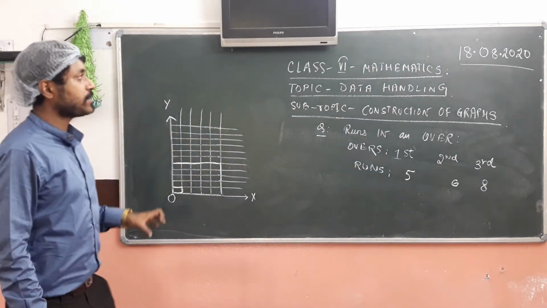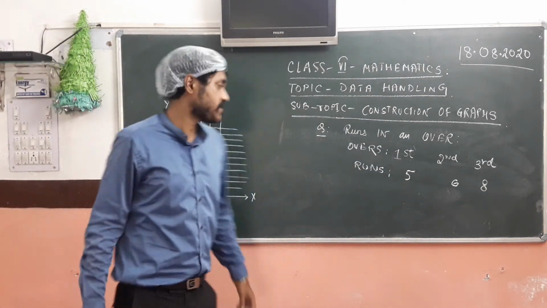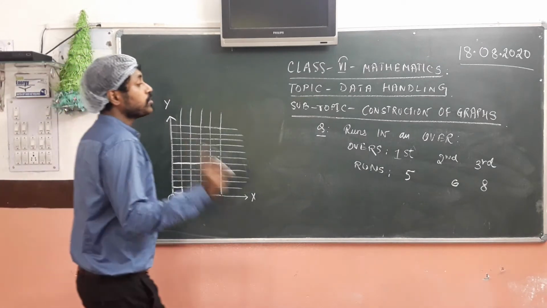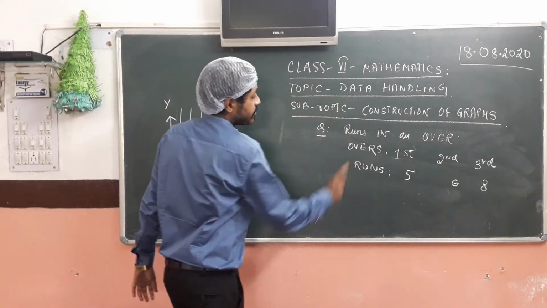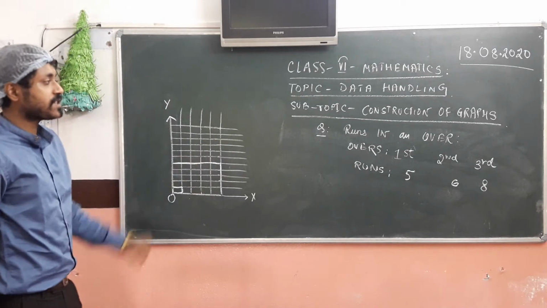Just like the problem we did in the case of line graphs. Now we should draw both a bar graph as well as a line graph for the same problem. We have this set of tabulated data.